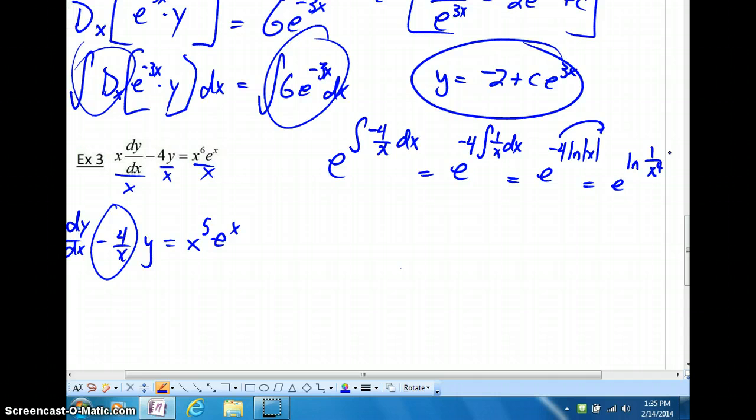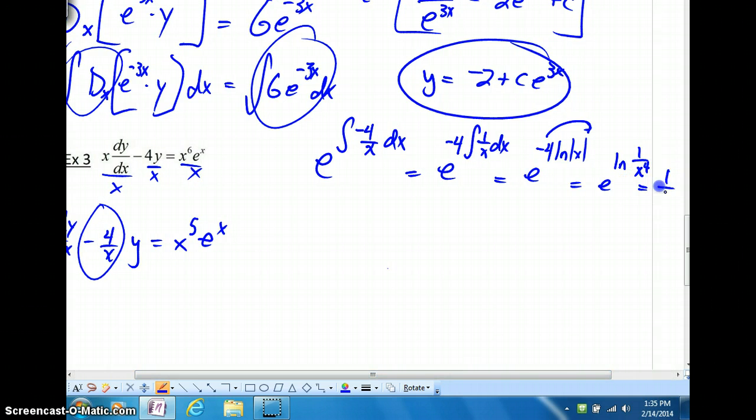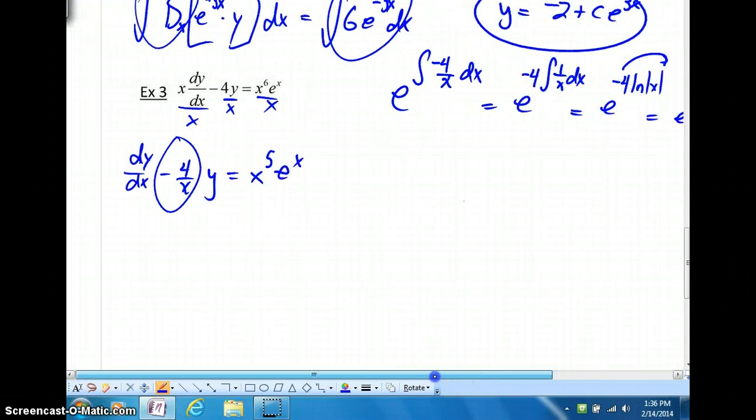So you can raise that up. It's x to the negative 4th, but that's 1 over x to the 4th. Guaranteed non-negative. You don't need the absolute value around it. What is e to the natural log of 1 over x to the 4th? That just becomes 1 over x to the 4th. Wow. That's your integrating factor. That's what we're going to multiply to everything. 1 over x to the 4th. So let's do that real quickly.